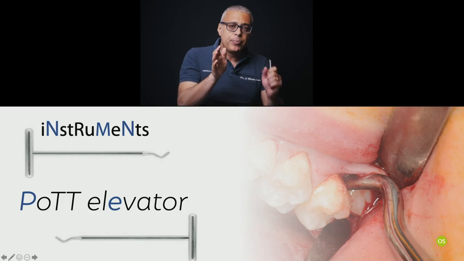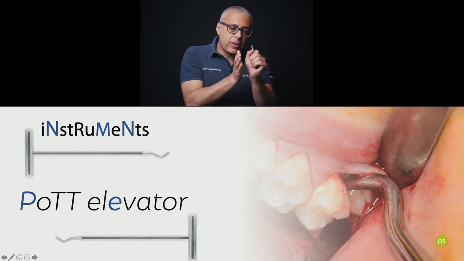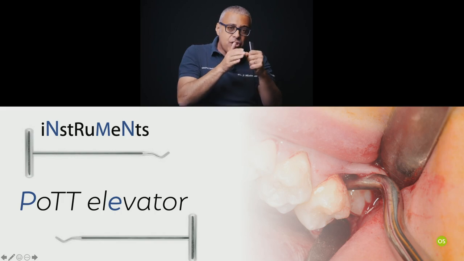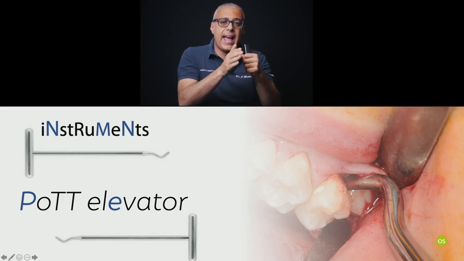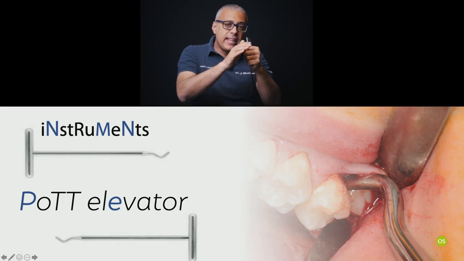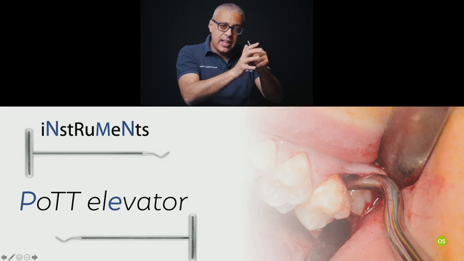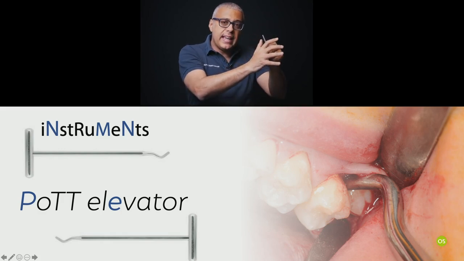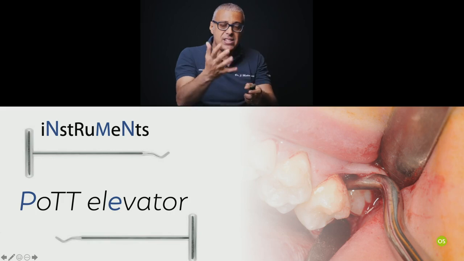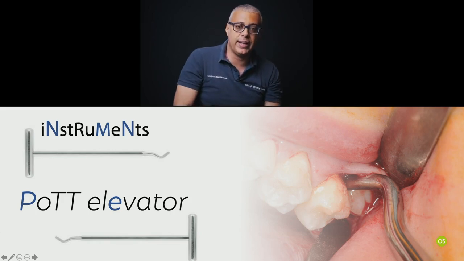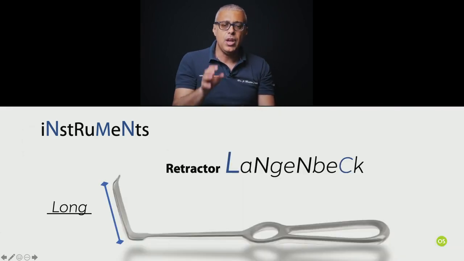This is used to go around the crown of the tooth, entering the space in between the second molar and the third molar, and with a translational movement, we're going to push the tooth in the buccal distal direction. And this is a very, very useful instrument.